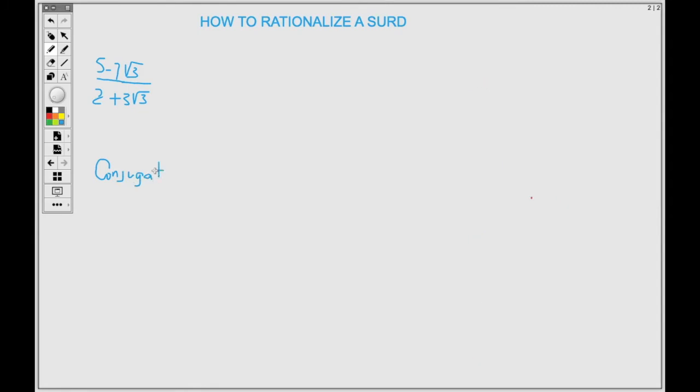The final example here, rationalizing the denominator. We have 2 plus 3 root 3, and the conjugate for this would be 2 minus 3 root 3. So multiplying the numerator and denominator by this conjugate, which is 2 minus 3 root 3. The aim is to get rid of the surd in the denominator. So here we have to expand both in the numerator and denominator. So let me have these two in brackets and expand it. Let's go.